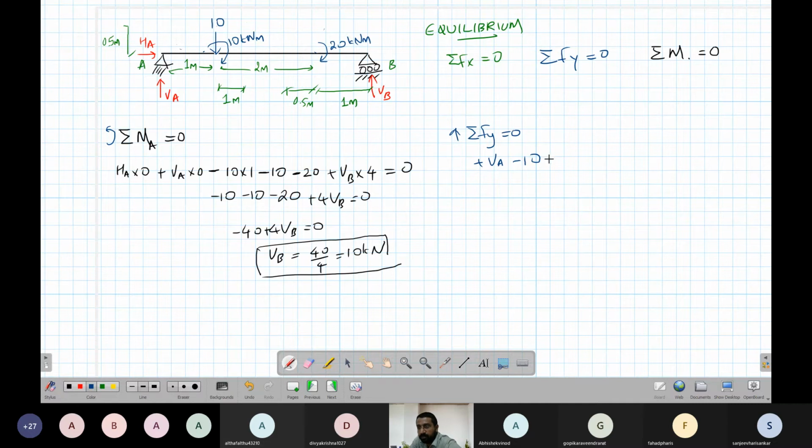There is an upward VB. Okay, so what is the value of VA? VB is 10. So VA minus 10 plus 10 equal to 0. Okay, so there is some interesting phenomenon happening here. So VB, let's check. VB is 10. So 10 minus 10. So that means VA equal to 0. Okay. Now summation of forces in x direction should be equal to 0.